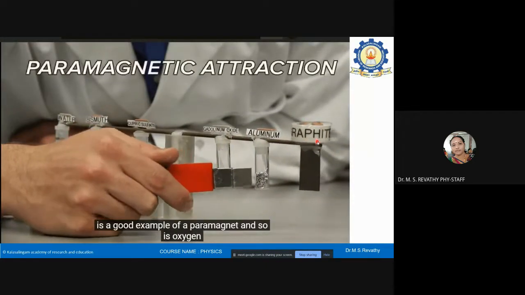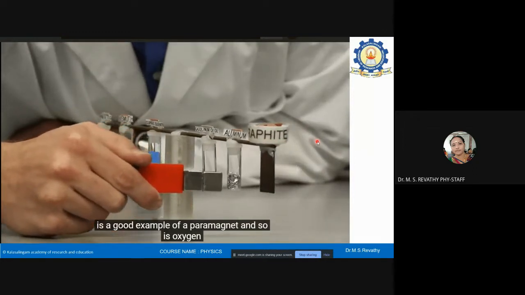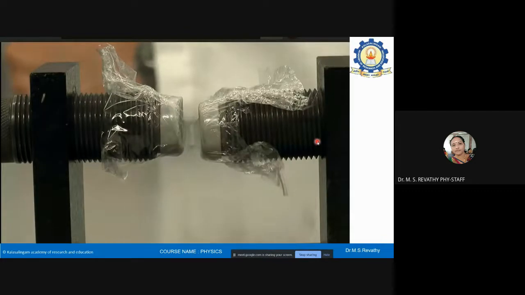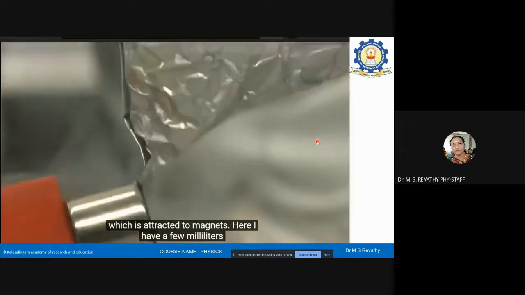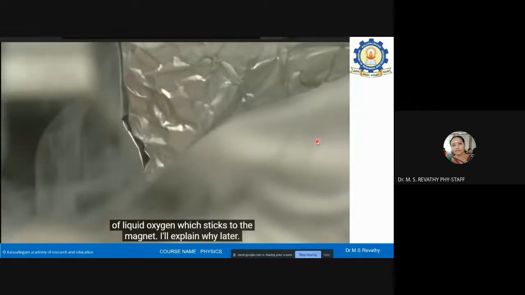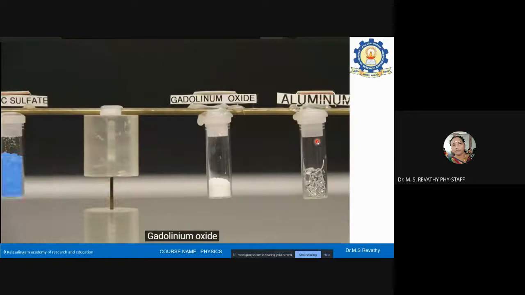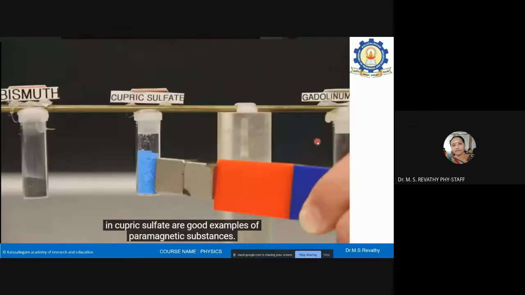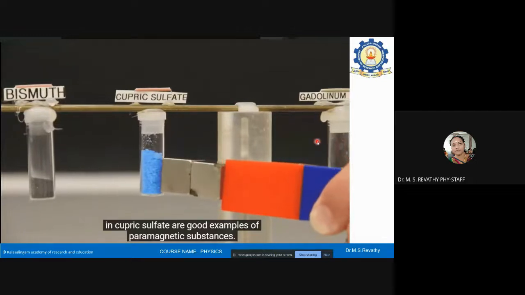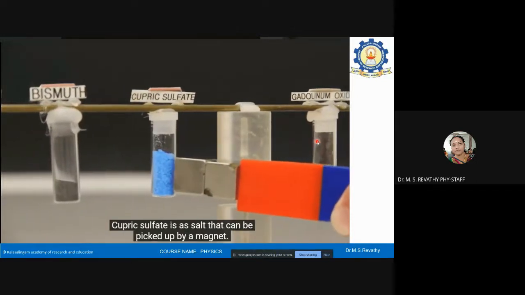This is a small video showing the paramagnetic attraction. In this video, you can see that this is actually liquid oxygen, which is attracted by magnets within a few millimeters. So the liquid oxygen is being attracted. This is gadolinium oxide, which is attracted. This is cupric sulfate, once again a paramagnetic material which is attracted.